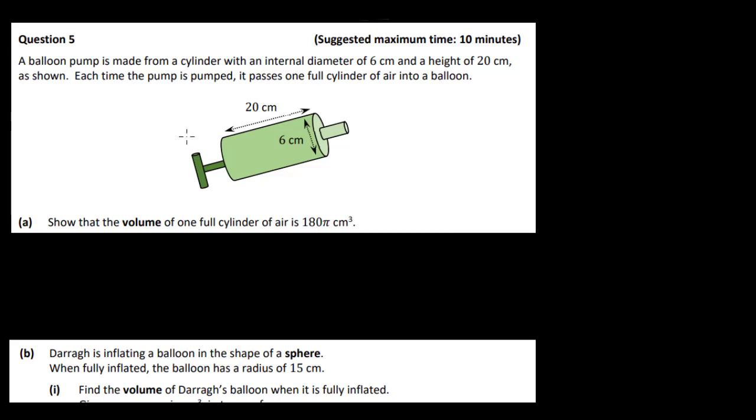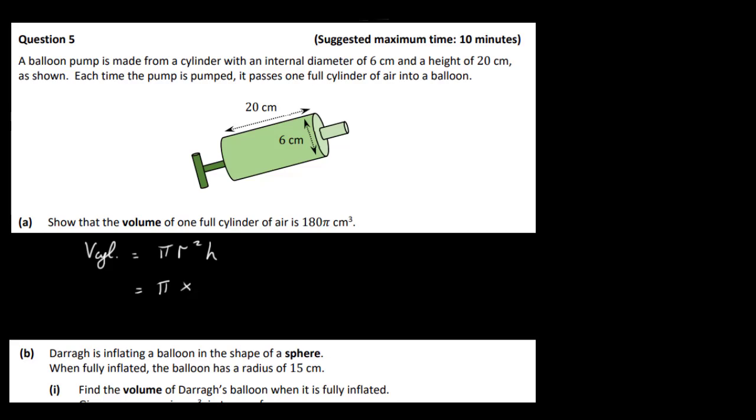Each time the pump is pumped, it passes one full cylinder of air into a balloon. Show that the volume of one full cylinder of air is 180 pi cubic centimeters. Okay, so the volume of a cylinder is really what we're looking for here. So the volume of a cylinder is pi r squared h. So that is pi. We need the answer in terms of pi, so I'm just going to leave pi there.